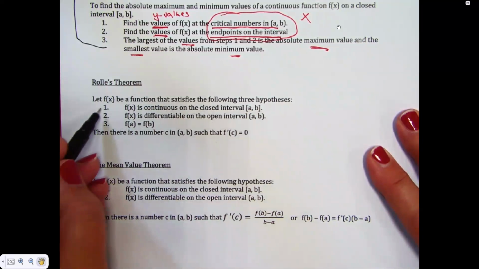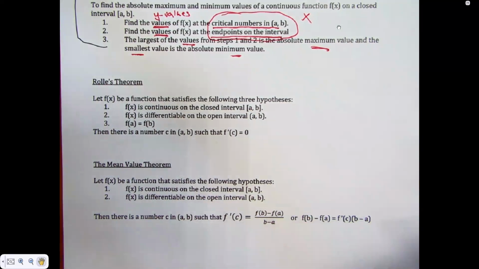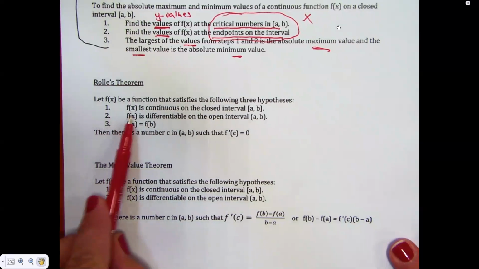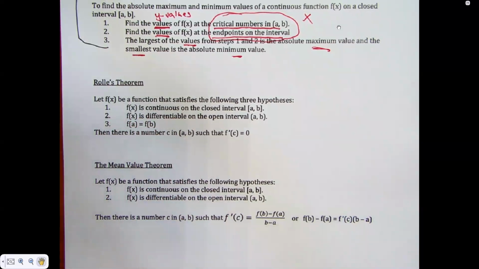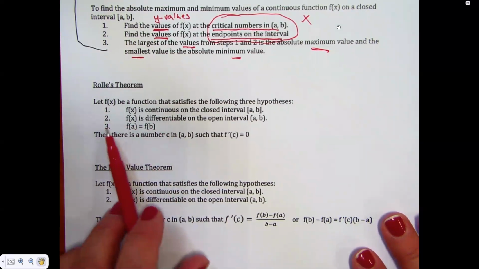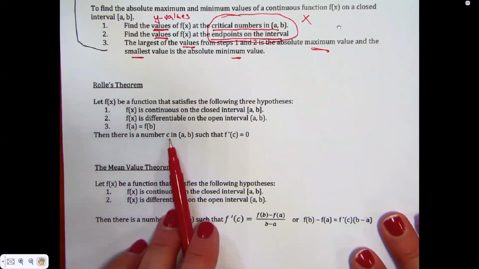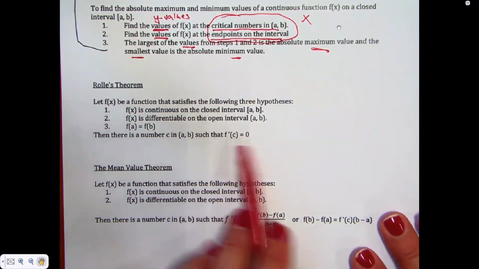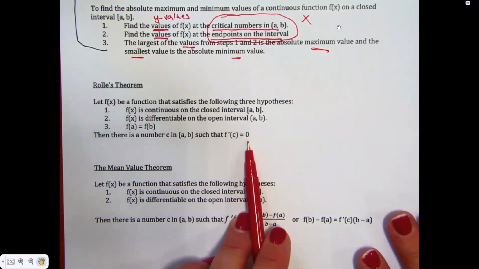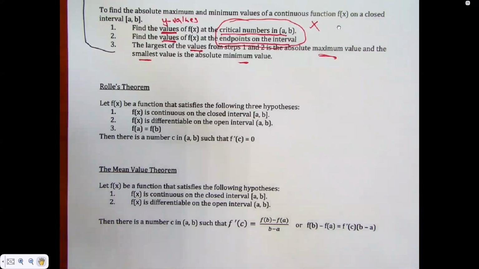So 1 and 3 deal with f of x, and then 2 and 4 deal with the derivative. Even though 2 says f of x is differentiable, in order to determine that, I like to look at the derivative. So for 2, I take the derivative. If those 3 things are met, then there is a number c in this interval such that it will make the derivative equal to 0. There is a number that makes the derivative equal to 0.